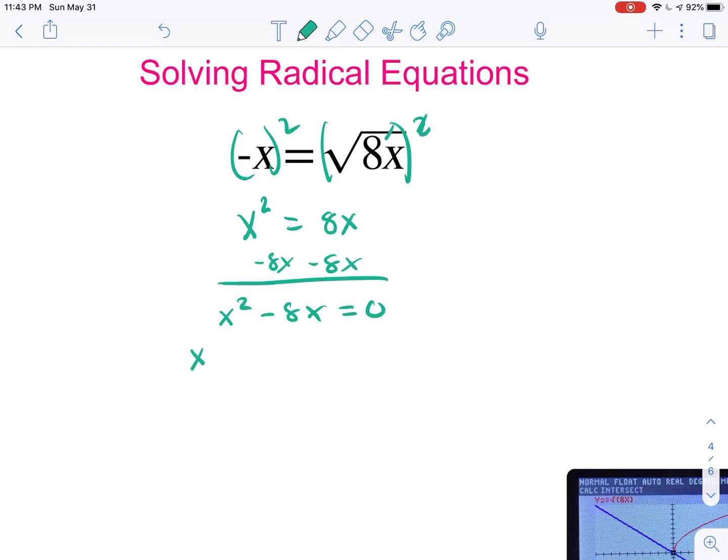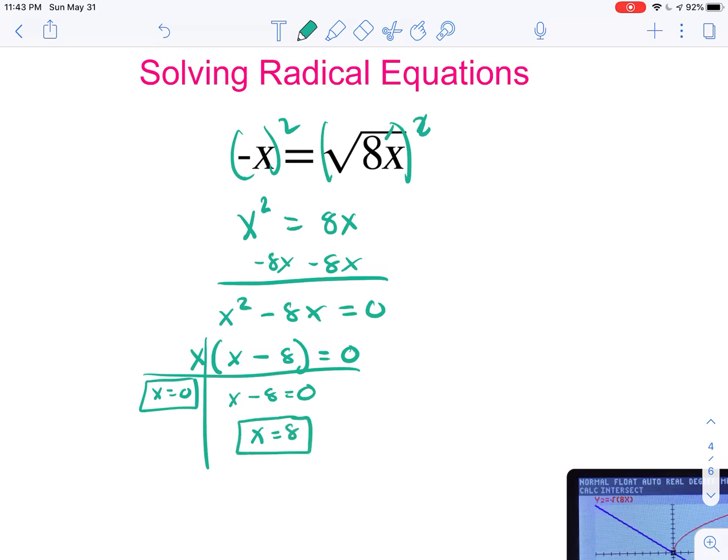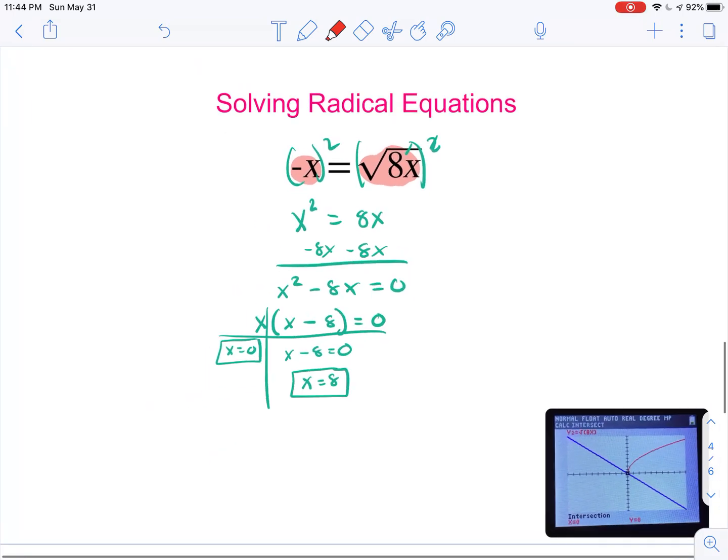All right, so we have a GCF here of x with leftover of x minus 8. And we set each one equal to 0. So we have x equals 0 and x equals 8. So now we need to check for extraneous solutions. So what are we plugging in? One of the y equals is going to be negative x. The other y equals is going to be radical x.